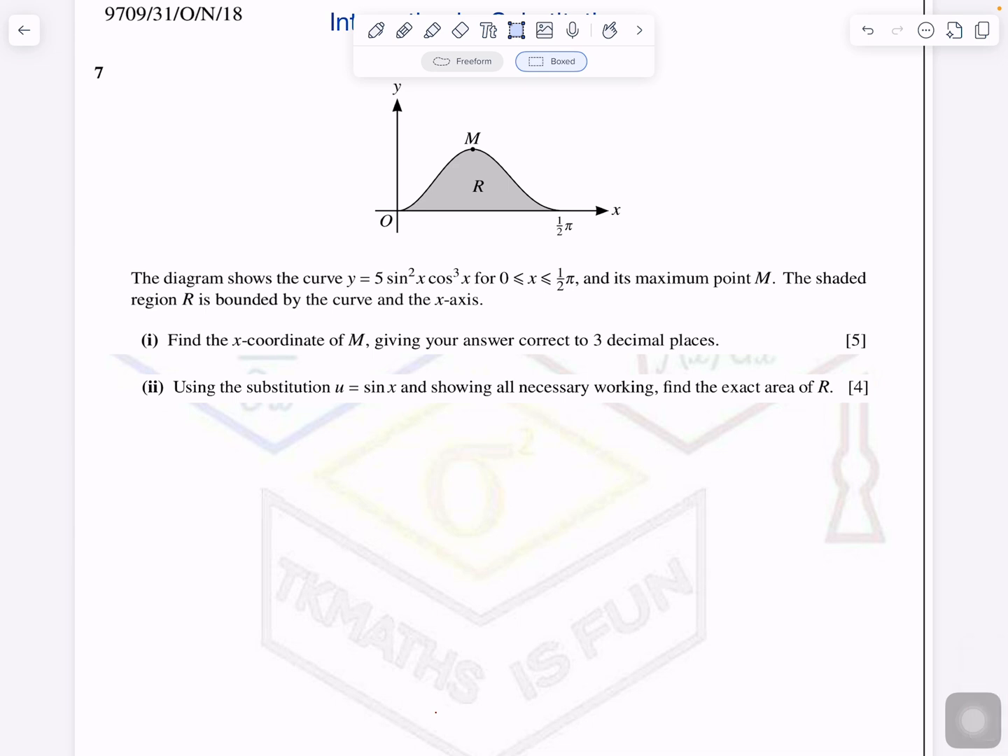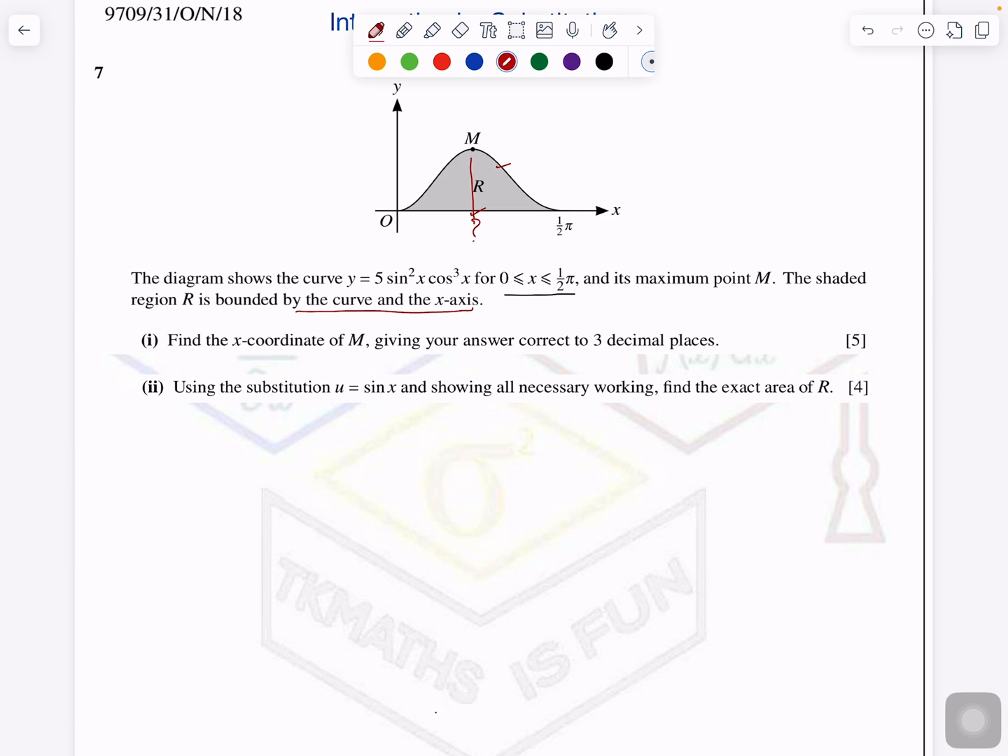The diagram shows the curve y equals 5 sine square x cos cube x for 0 to pi by 2, and there is a maximum point M. The shaded region is R. The shaded region is bounded by the curve and by the x-axis. That is very obvious from here. We have to find the x-coordinate of M and give your answer in 3 significant figures. So we have to find out basically this value of x here.